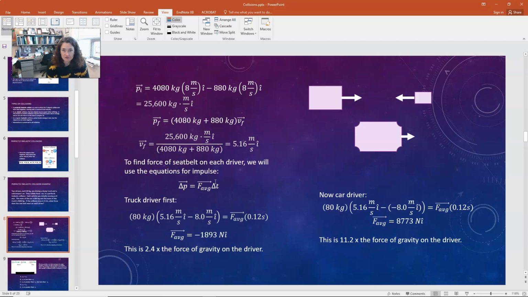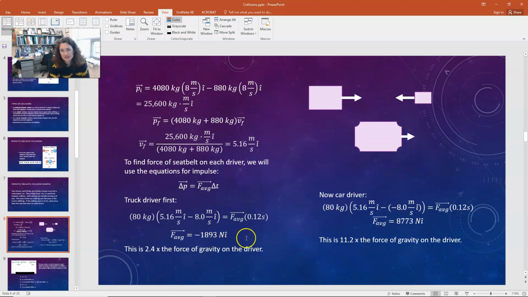So the truck driver first, the driver is 80 kilograms, and so his change in momentum would be 80 times 5.16 meters per second in the i-hat minus 80 times 8 meters per second in the i-hat, P final minus P initial. And then that will equal F average times delta t. Delta t, as given in the problem, was 0.12 seconds. So then you can solve for F average by dividing through by 0.12 seconds on each side. And when I do that, I end up with F average of negative 1,893 newtons in the i-hat direction.